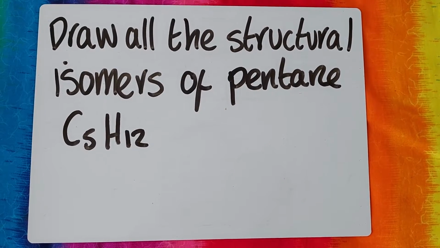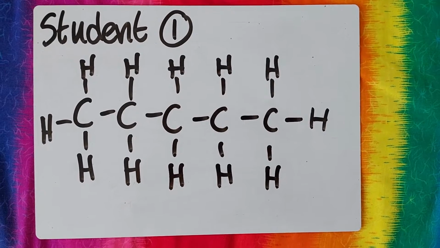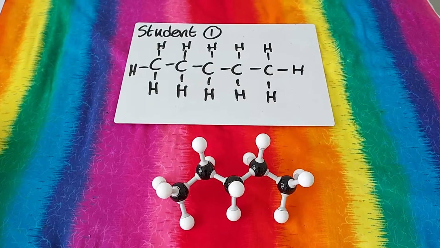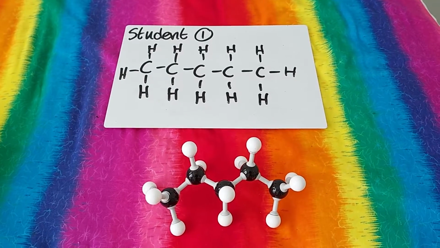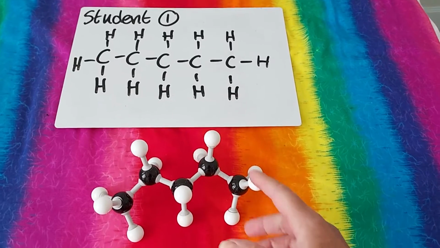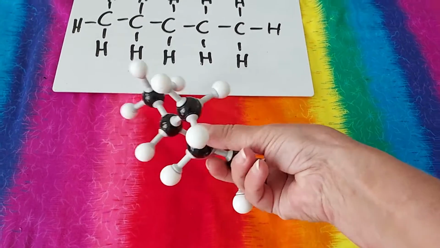Here's a common question and some common mistakes. Here's student 1's answer, nothing wrong here. And here's what the structure looks like in 3D. It's important to realise that single bonds can rotate around.